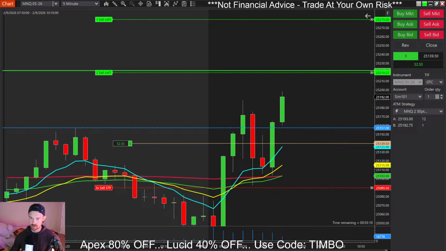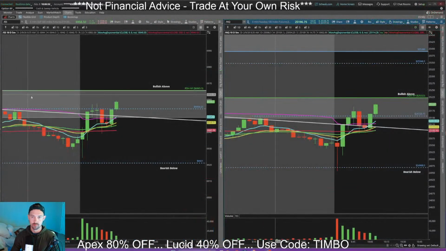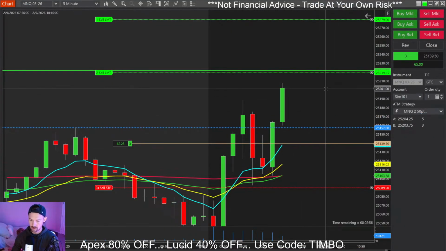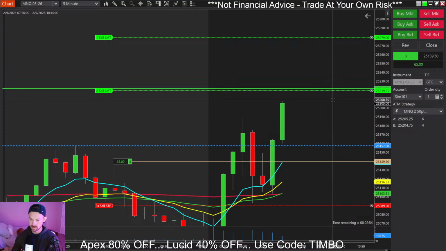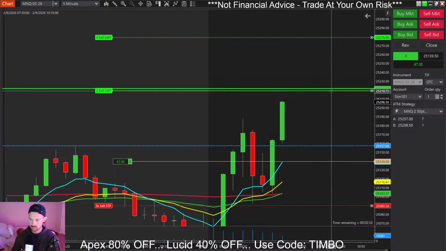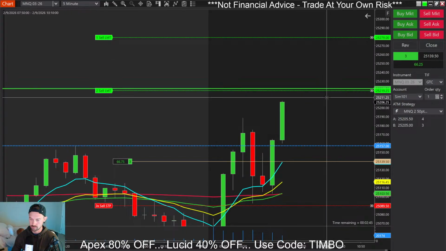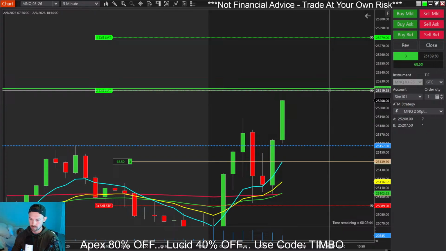Right at that 200 level. ES making new highs on the day as well here. So I just want to see ES, see if we can go test these previous day highs. And just getting pretty close here. Come on. Looking good.